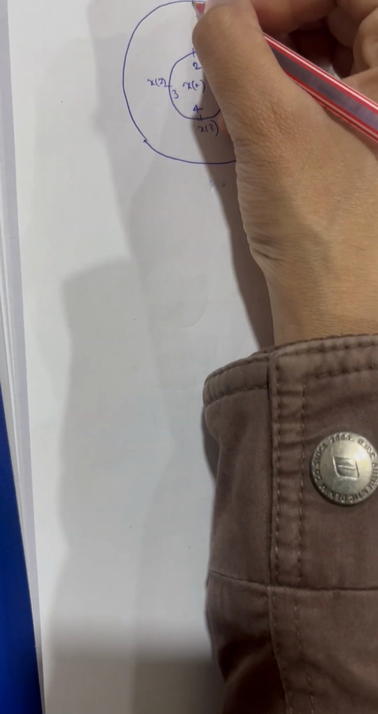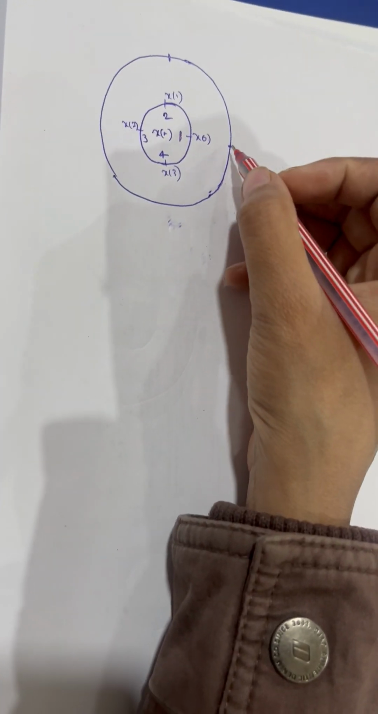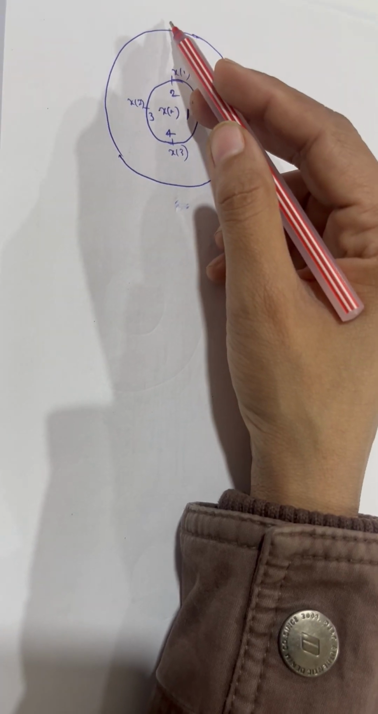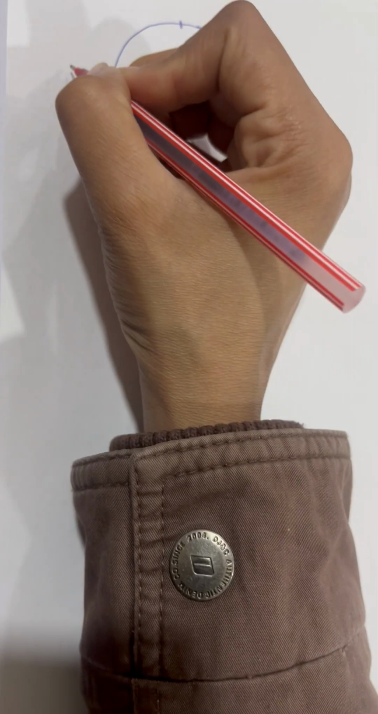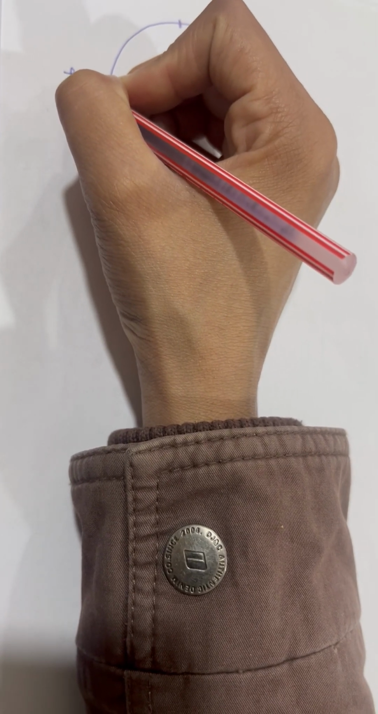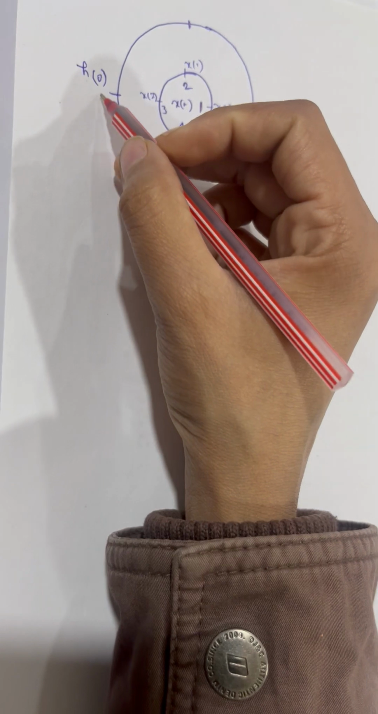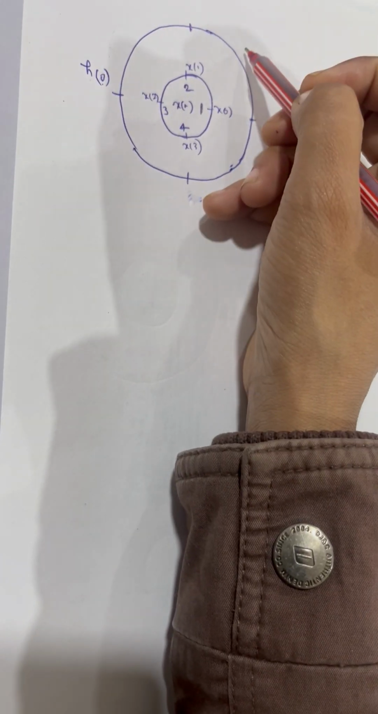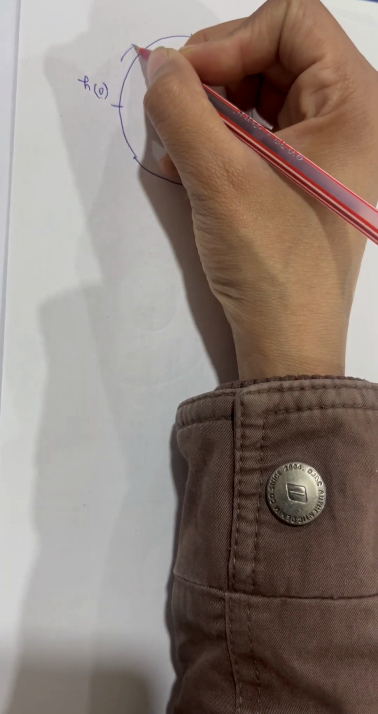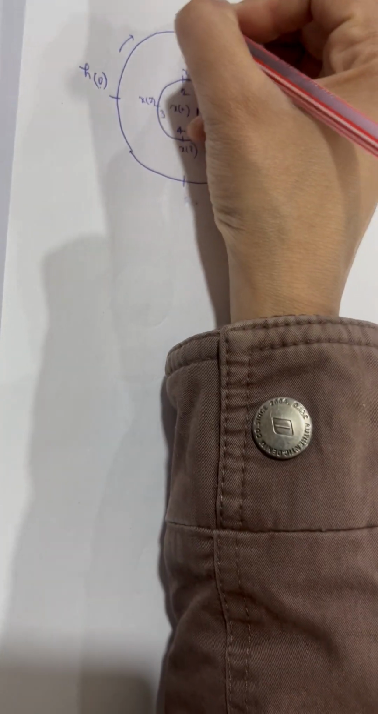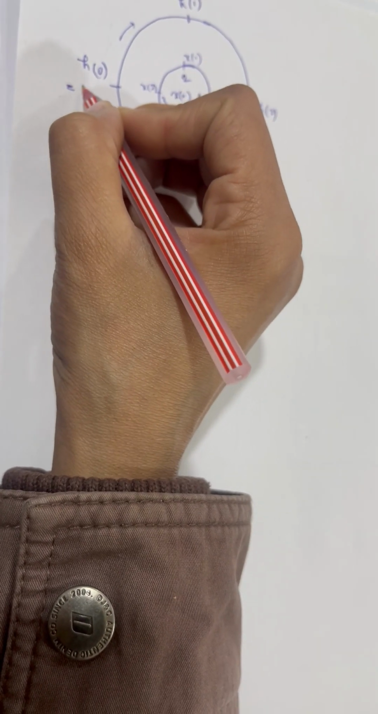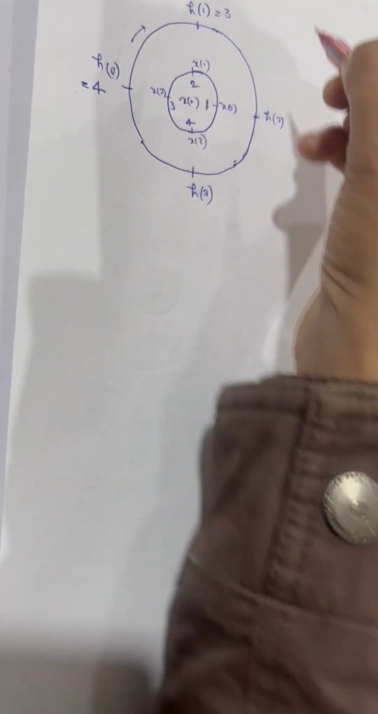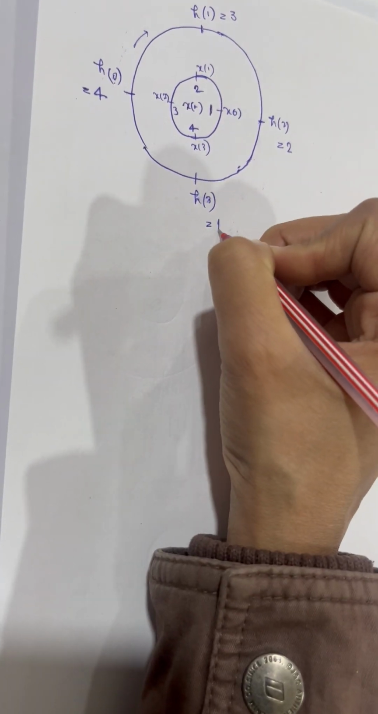In the previous step we shifted h0 by one step. Now h0 is shifted two steps in anti-clockwise direction, so h0 starts from here. Now put the sequence in clockwise direction as it is: h1 is here, h2 is here, h3 is here. The values are h0 is 4, h1 is 3, h2 is 2 and h3 is 1.